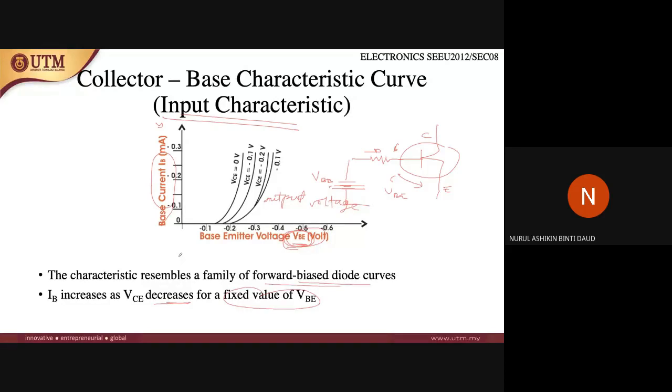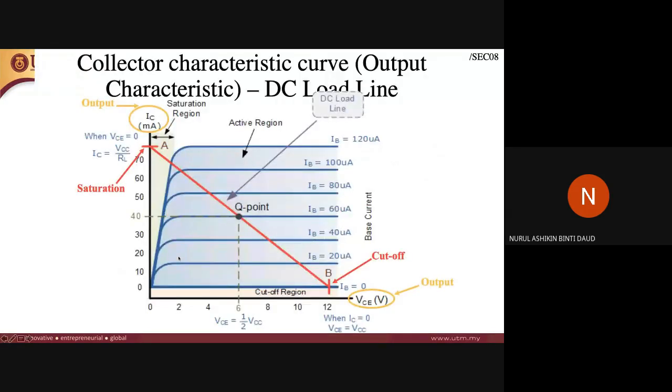Next, let's look at the output characteristic. Usually in your test or in your exam, the output characteristic is much more famous. Please focus more on the output characteristic, because from the output characteristic there is a DC load line. I'm going to explain that later. But this is the output characteristic graph.